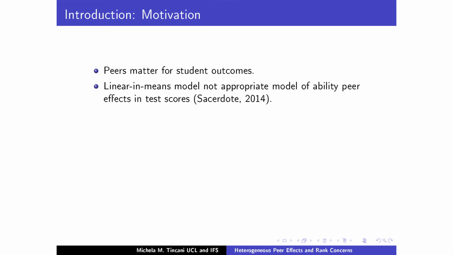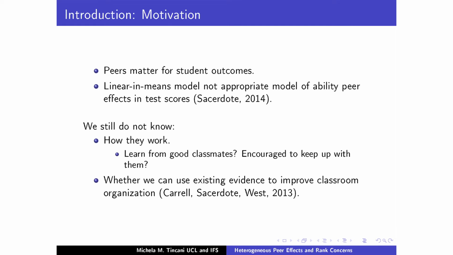So this is ability peer effects. This is a model where your own test scores are a linear function of the mean ability of your peers. It doesn't seem to capture peer effects that well. We don't really know why. Related to this, we don't know how they work.